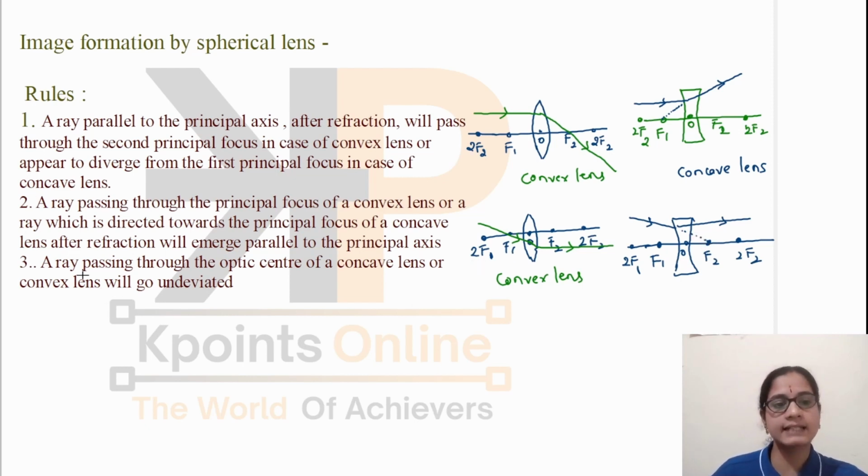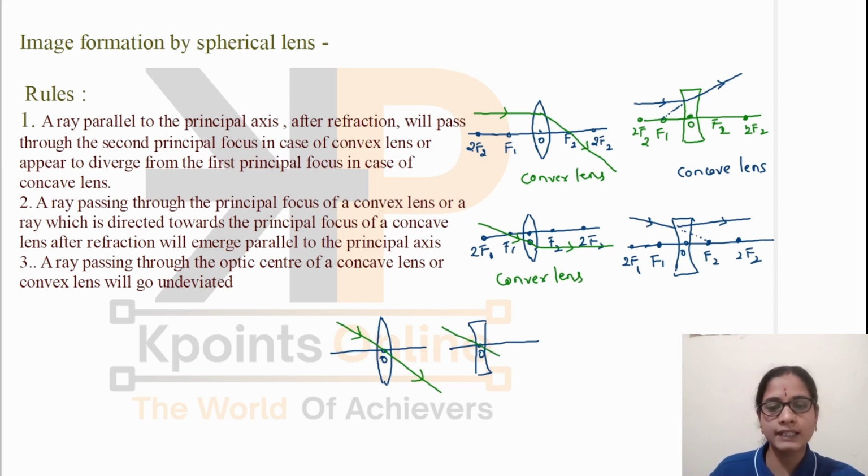And rule number 3 says that a ray passing through the optic center of a concave lens or convex lens will go undeviated. This is a convex lens. This is a concave lens. This rule states that a ray of light which is passing through the optical center will go undeviated after refraction. This is rule number 3, and it is applicable for both convex and concave lenses. These are some rules for the refraction of light through spherical lenses.